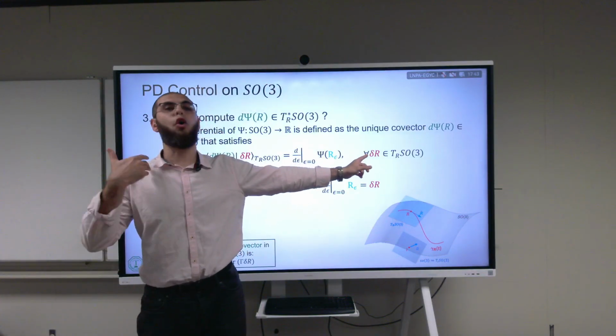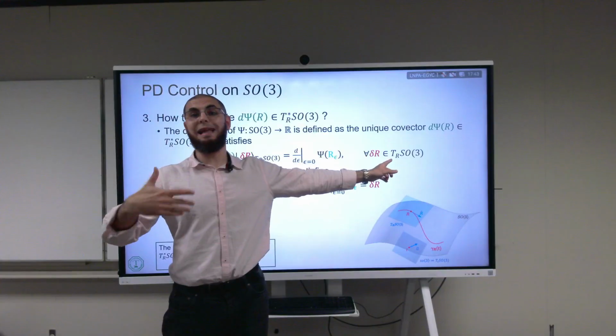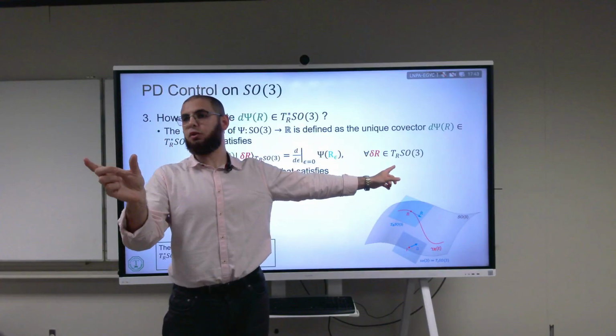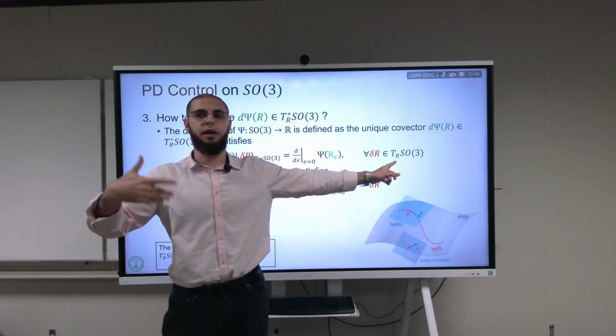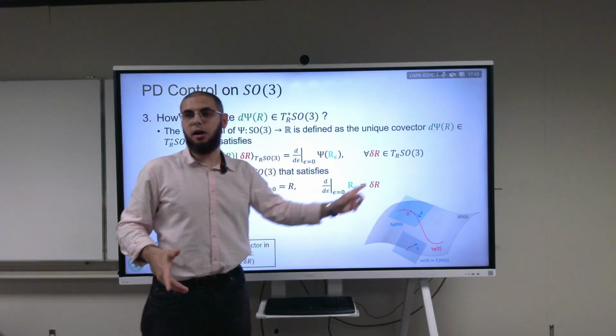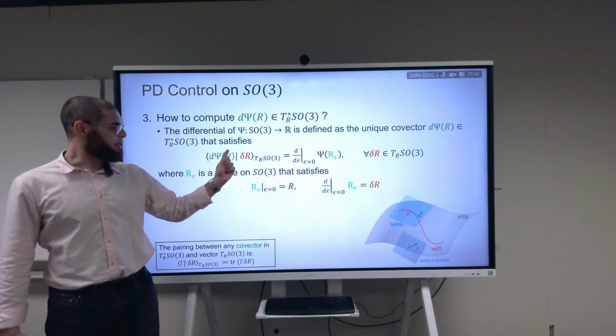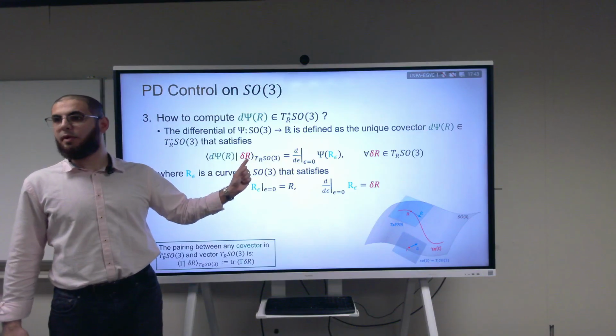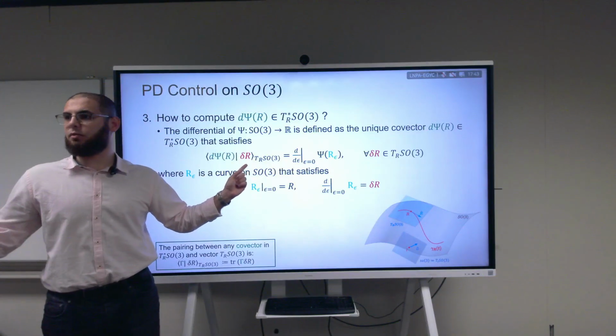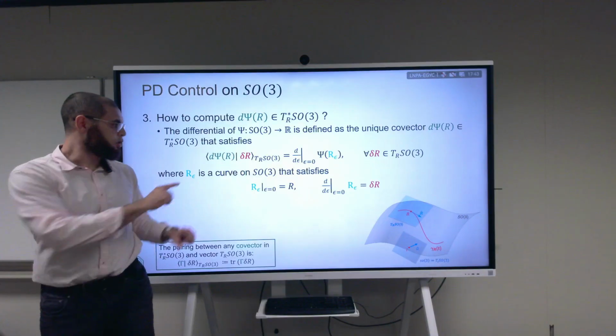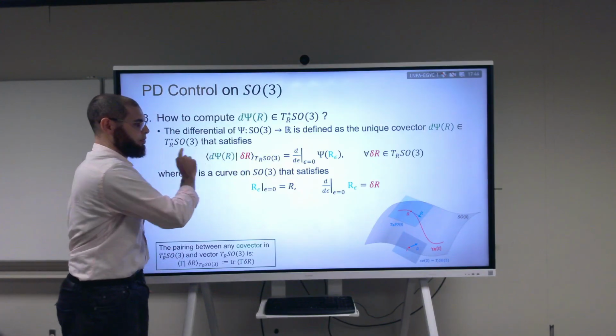Okay. Whenever you see something like this, what does this mean? For all vectors, delta R. The vector itself is called delta R. We could have called it anything else, H, Y, it doesn't matter. We just call it delta R like that. So give me any vector and let this covector eat it. Remember, whenever a covector eats a vector, what does it give you? A scalar number. So this whole term is just a scalar number.